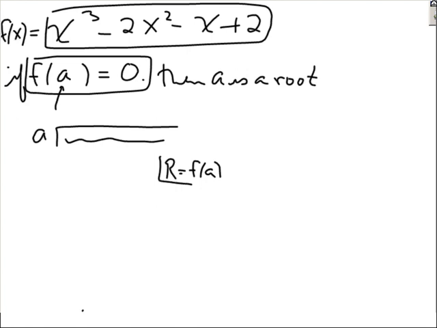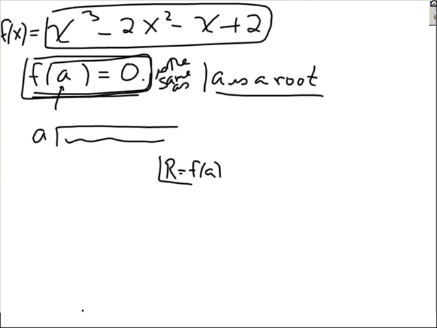If a is a root, what if I go the other way? If a is a root, then isn't f of a equals 0? The answer is yes. If something's a root, then f of it will be 0. What goes in the middle here is the phrase "if and only if." That means "is the same as." These two statements are the same.